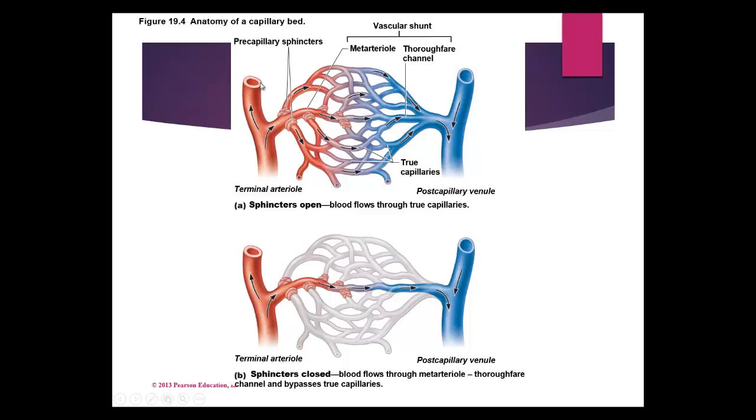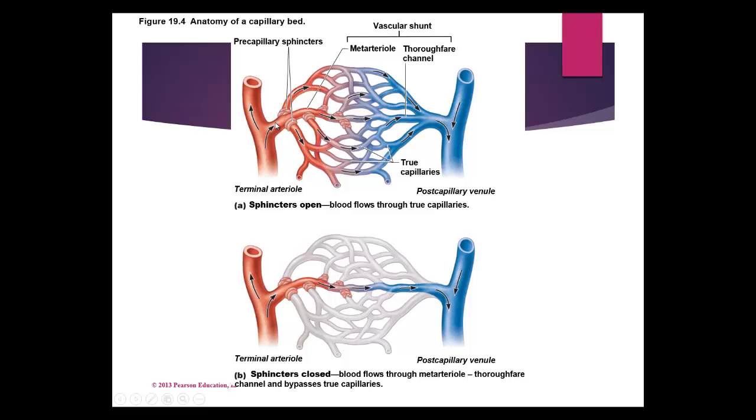So here is again what this would look like. Here's your vein and venule. Here's an artery and an arteriole, and the capillaries in between there. We have one thing that is called a metarteriole. Remember, meta means middle, so think of it as in the middle of the capillary bed.